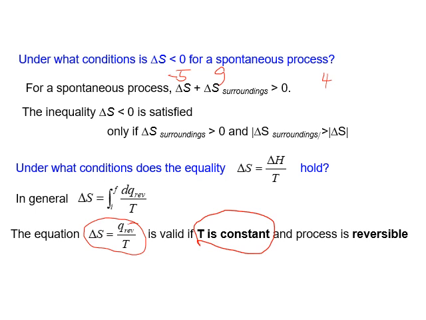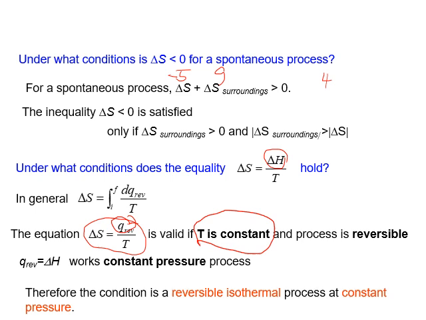The Q can be replaced by enthalpy change under constant pressure, because for a constant pressure process, the heat is the enthalpy change. And therefore, this inequality holds if the process is reversible, isothermal, and constant pressure. One example is phase transition. For phase transition, it is constant temperature, constant pressure, reversible, and the delta S for phase transition is the enthalpy over phase transition temperature.